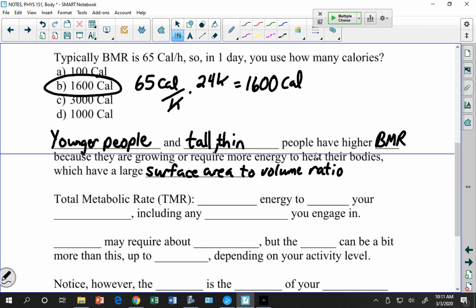The total metabolic rate includes the BMR, and then it also includes any other activity. So this is the total energy to "run" your body, including any activities that you engage in. If you're an NFL football player, then you might need to consume 8, 9, 10,000 calories a day. But if you're a normal person, it's 2,000, 2,500 calories a day. I think that's the typical recommendation.